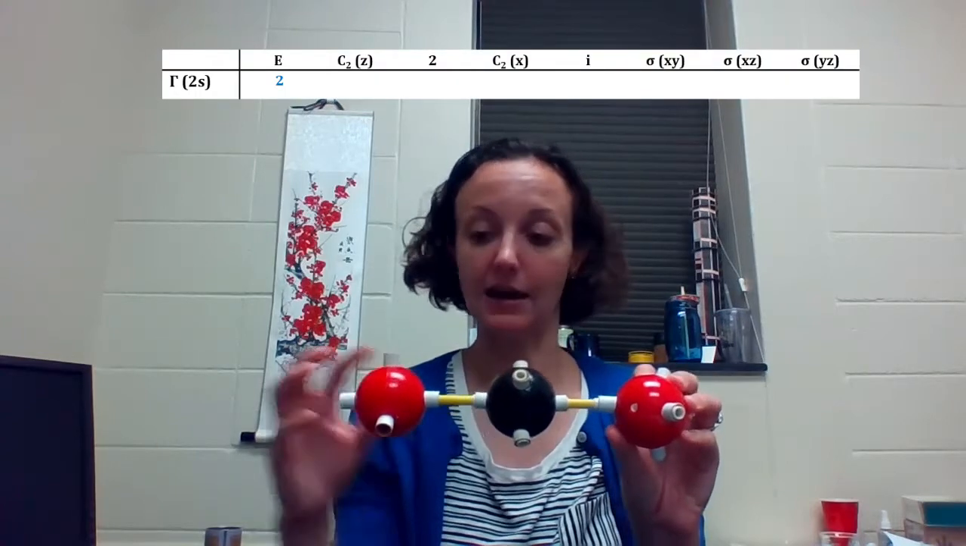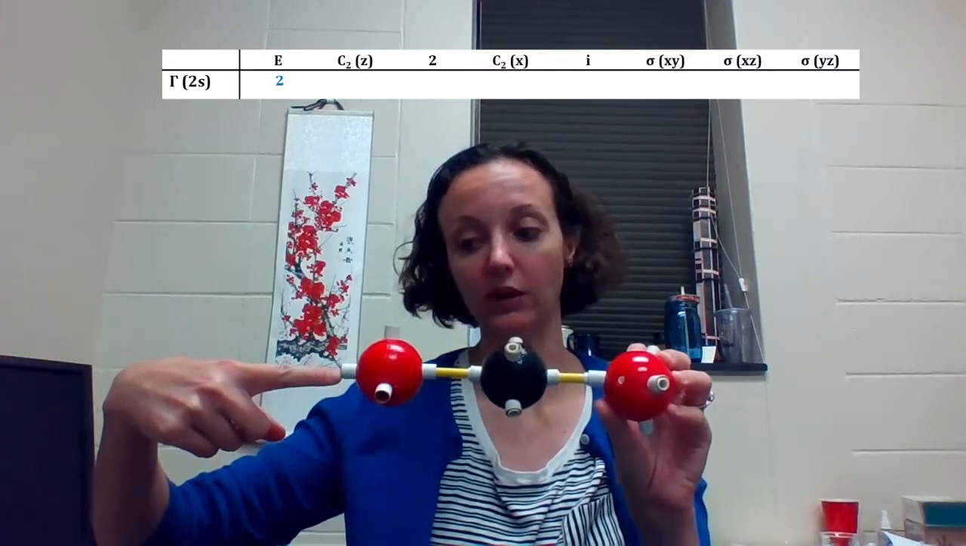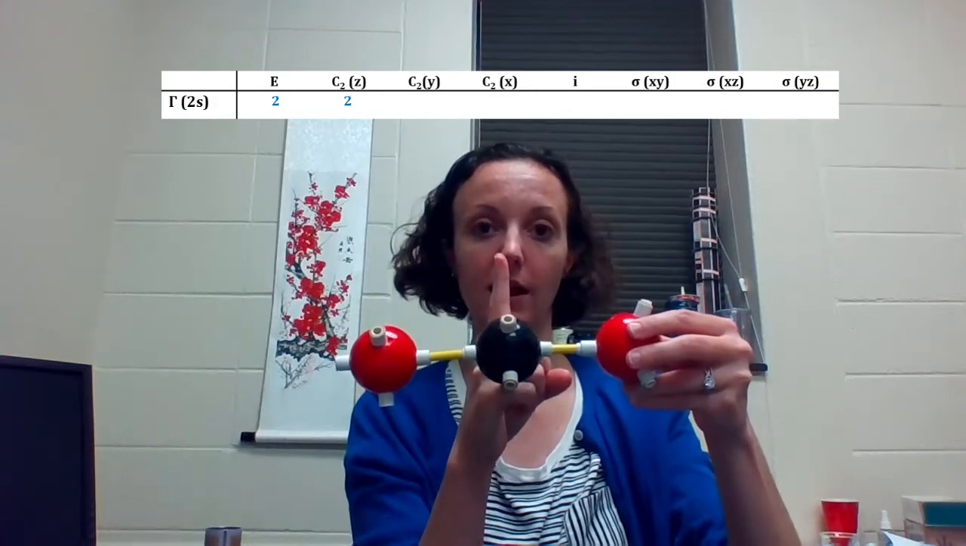Rotation around the z-axis. This is the z-axis because it's the axis of highest order rotation. If we rotate around that axis, we see that the 2 orbitals stay in the same place, so we write down 2. If we rotate around the x-axis, we've defined that as being up and down. If we rotate around this axis, 2 orbitals move. So we write down 0 because 0 orbitals have stayed in the same place.